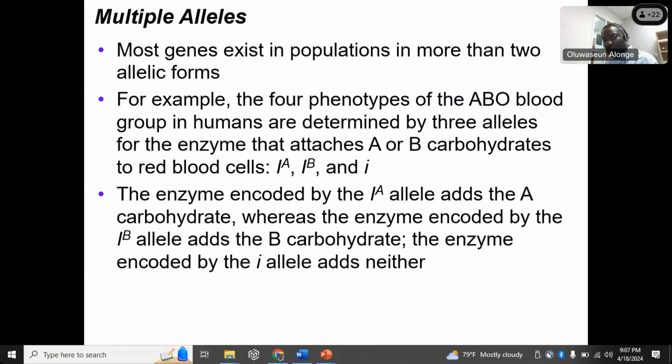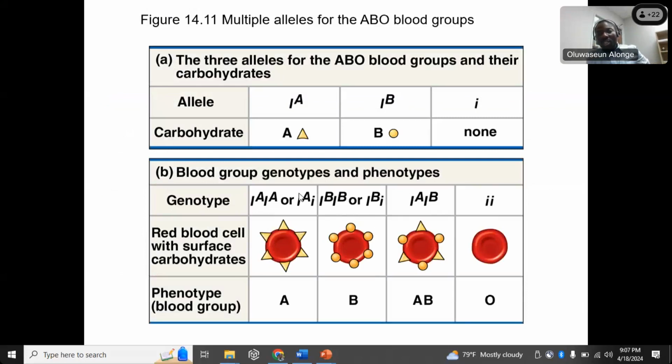Now, the enzyme encoded by the IA allele adds the A carbohydrate, the antigen A, whereas the enzyme encoded by IB adds the antigen B. And the enzyme encoded by i does not add any of them. Now, this is what you see in that case. So the person that has blood type A, of course, only has antigen A, blood type B, antigen B, blood type AB, antigens A and B, and blood type O, no antigen rather.